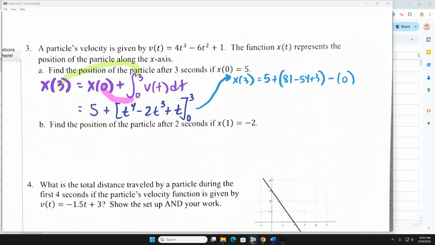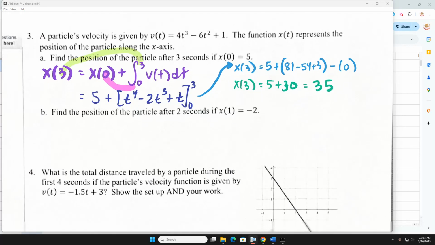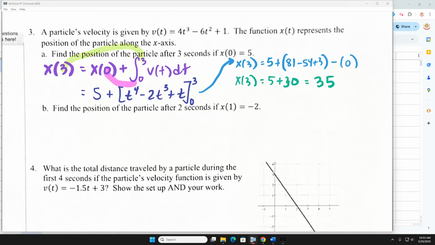All right. So if I add these two, I get 84, subtract 54, and so that's going to be 30. And then in the end, the position at 3 seconds is going to be 35 units on the x-axis. All right, any questions on that? All right, and then B is the same thing, just a little more challenging. No, it's basically the same, sorry.